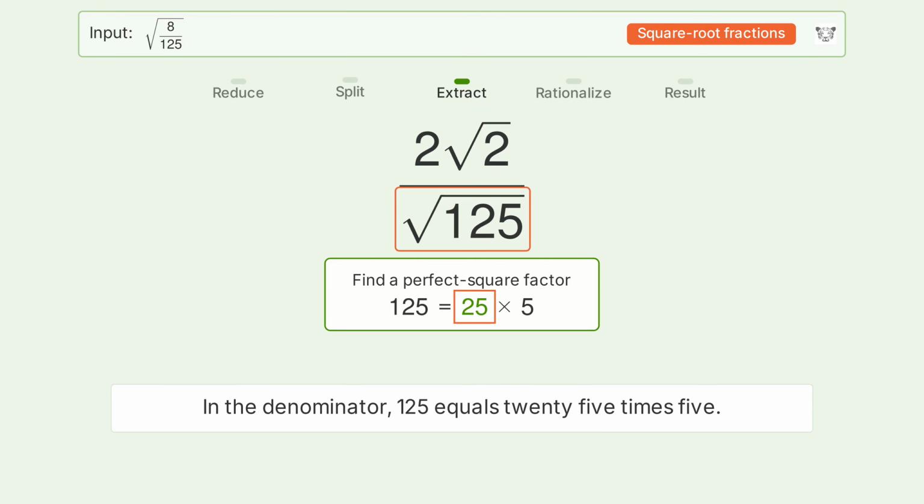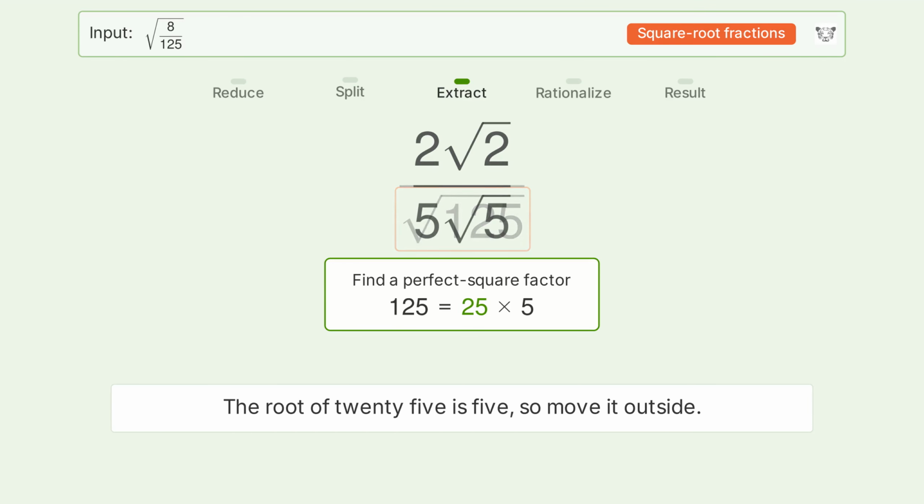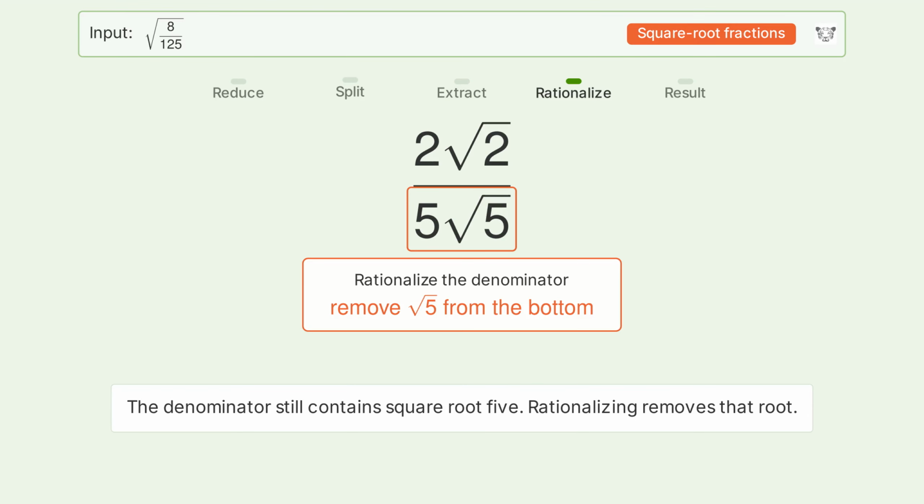In the denominator, 125 equals 25 times 5. The root of 25 is 5, so move it outside. The denominator still contains square root 5.